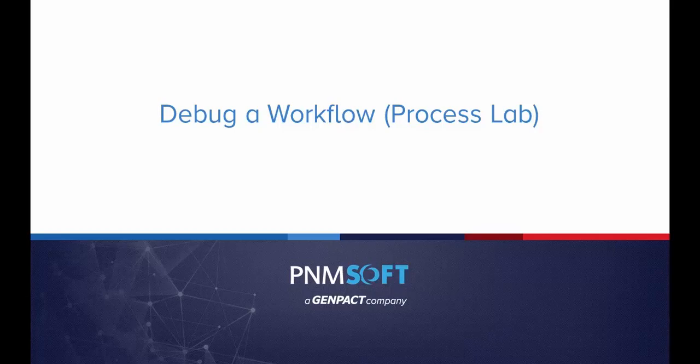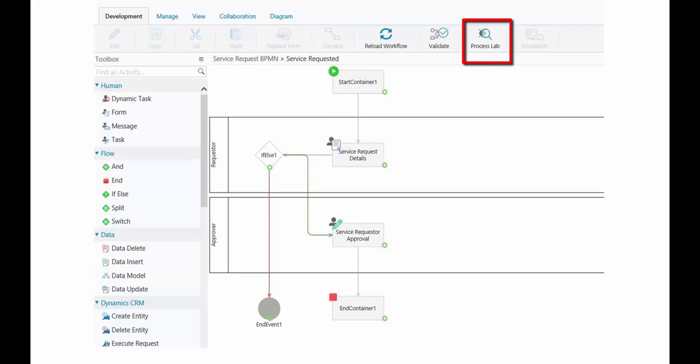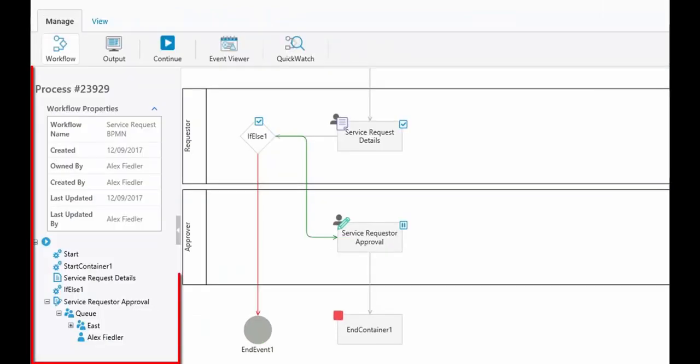In this module, we'll use the Process Lab to debug our workflow. Process Lab is a developer's tool that enables you to analyze workflow execution in a controlled environment. You can walk through the workflow activity by activity and simultaneously view the activity status, which includes data and metadata, at every stage of the workflow.